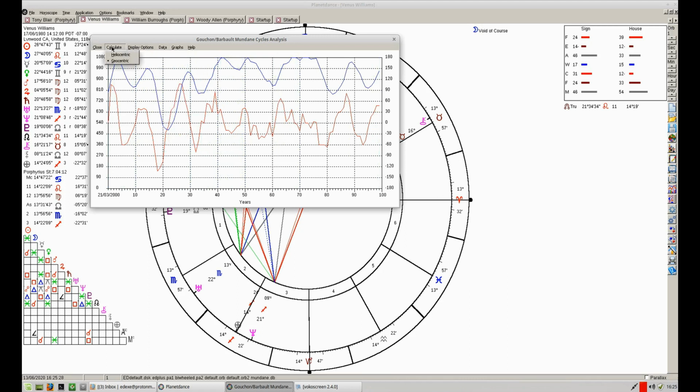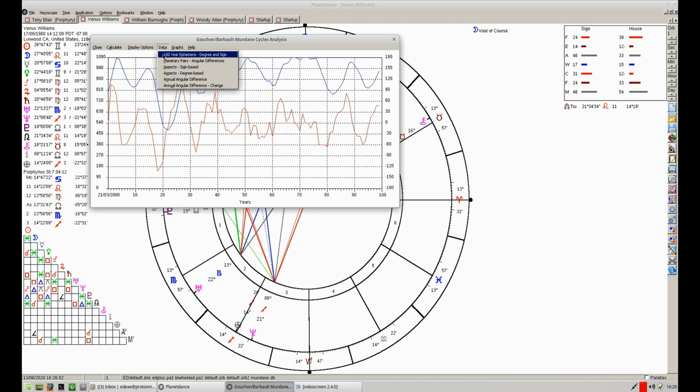You can calculate the positions either heliocentrically or geocentrically, but you can see that there's very little difference in terms of the overall shape of the curves between the two. I believe André Barbault recommended the use of the heliocentric positions, but either will give you basically the same data, which Barbault acknowledged.